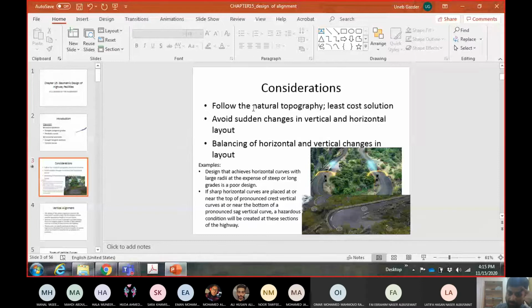So, following the natural topography. Second point is avoid sudden changes in vertical and horizontal layout. So wherever you are providing a change in gradient or a change in direction, you should provide it gradually. Warn the driver, and if it is possible, reduce his speed so that he knows that there is something coming up. You put a warning sign there.